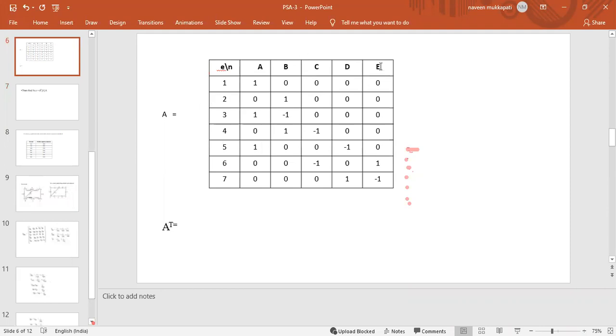This is not E, this is F. Taking E as the reference, we remove the reference node from this matrix. How we find these elements in the A matrix was discussed in the previous class also.